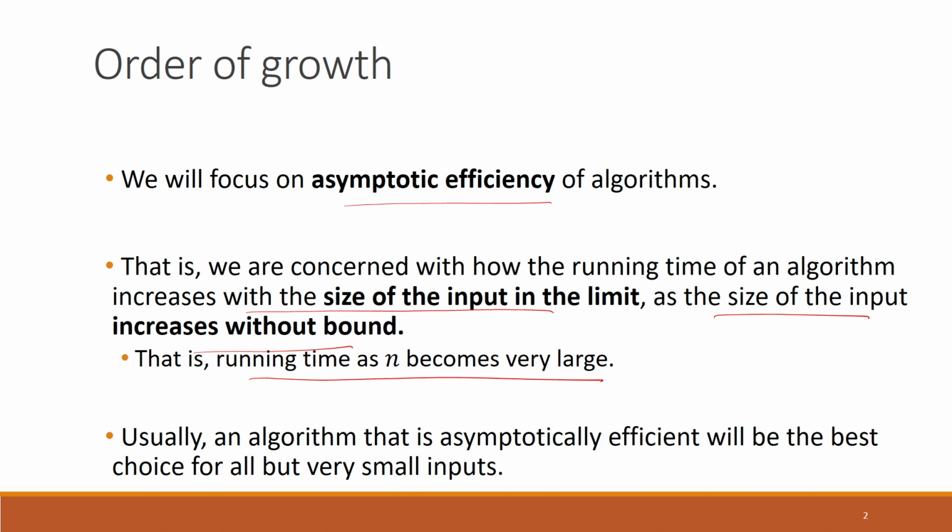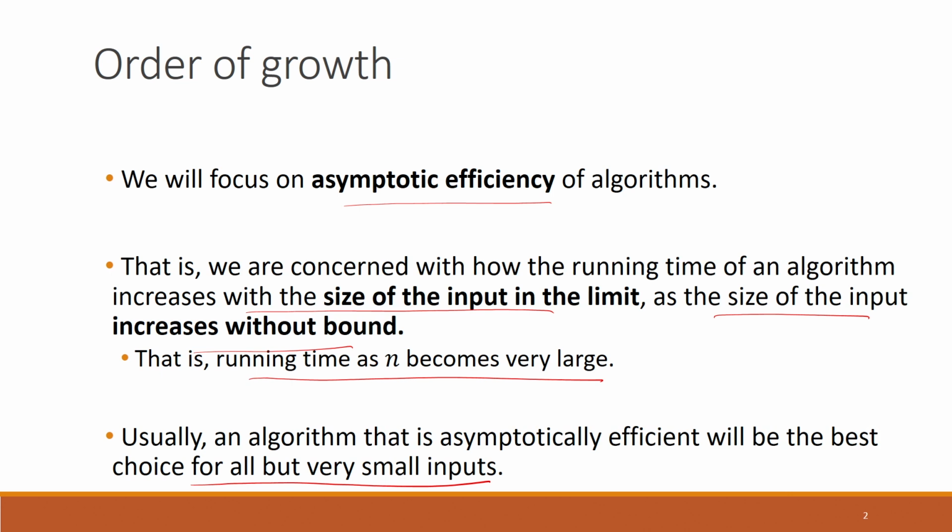Usually an algorithm that is asymptotically efficient will be the best choice for all but very small inputs. That is, an asymptotically efficient algorithm will usually be a very good choice, just that for very small inputs it may not be the most efficient algorithm, and you might have the choice of selecting slightly better algorithms.